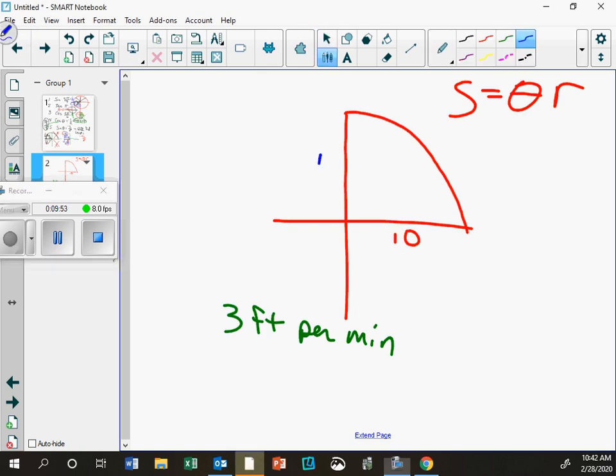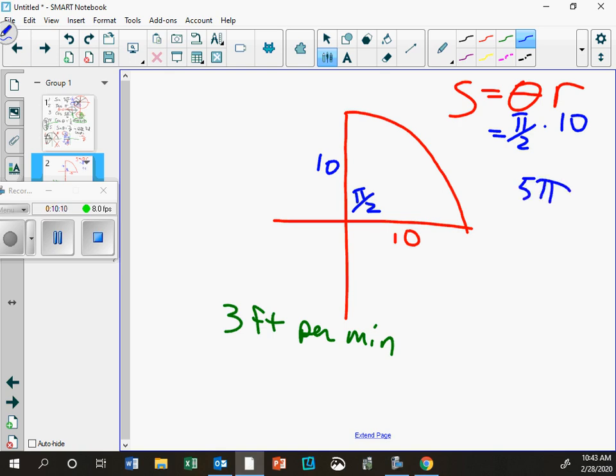This is 10. This is 10. This is 90, but you shouldn't think 90. You should think pi over 2. Why? Because this formula only works if you do it in radians. And this is pi over 2 times the radius, which is 10. So then that simplifies down to 5 pi.